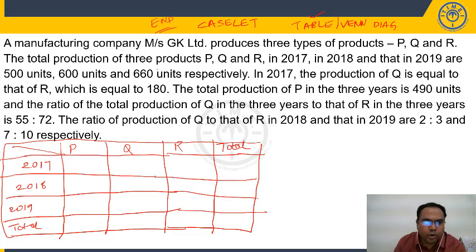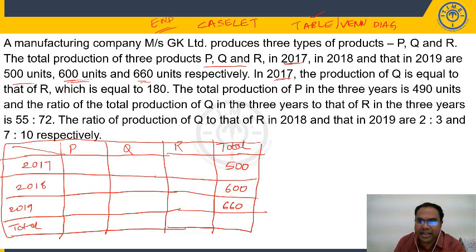So the total production of the three products P, Q and R in 17, 18 and 19 are 500, 600 and 660. So 2017, total of P, Q and R together is 500 units, 2018 it is 600 units, 2019 it is 660 units.